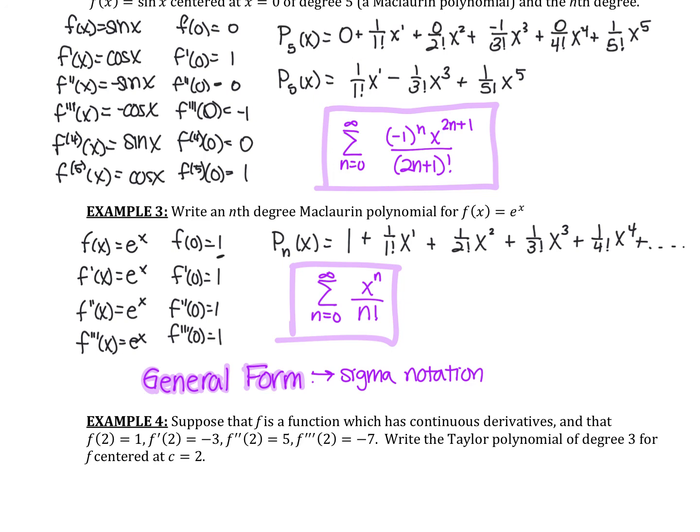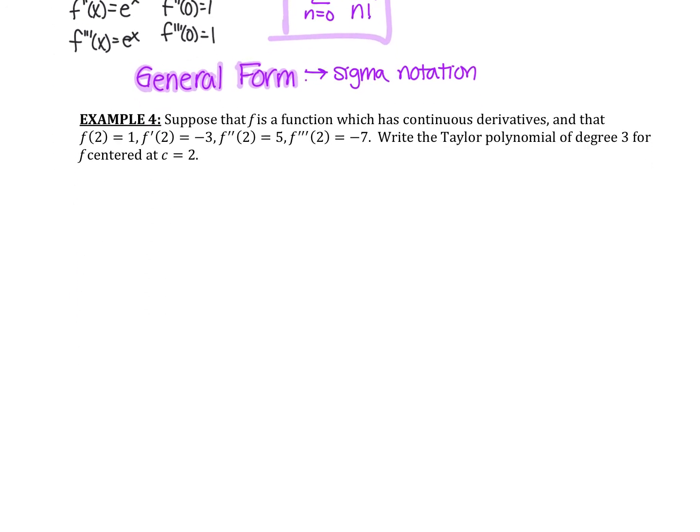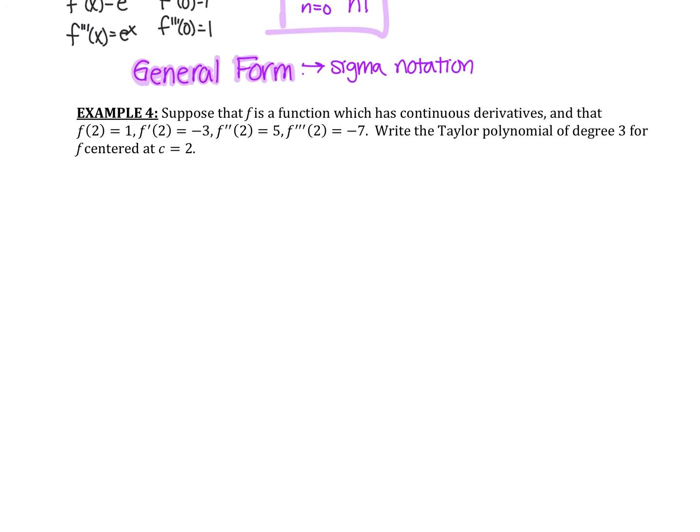Okay, so what happens if it's not centered at 0? The last three that we looked at were all Maclaurin polynomials, meaning they were centered at 0. What happens if it's not? Let's look at an example. Suppose we have a function that has continuous derivatives, meaning I can take a first, a second, a third, a fourth, a fifth, a sixth, a seventh, and it keeps going on forever. I can take all the derivatives.